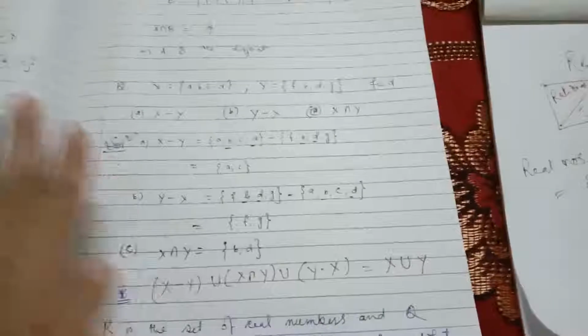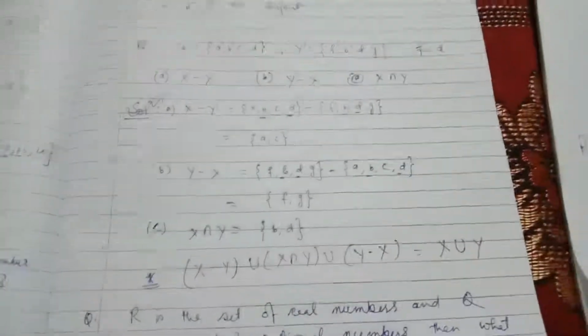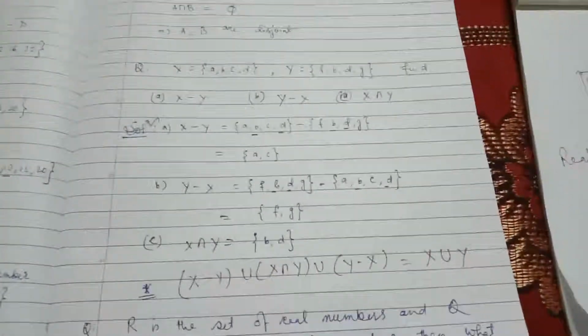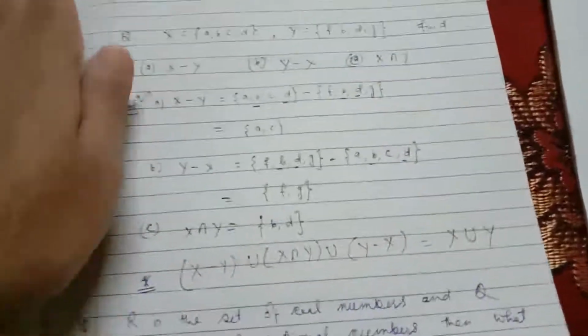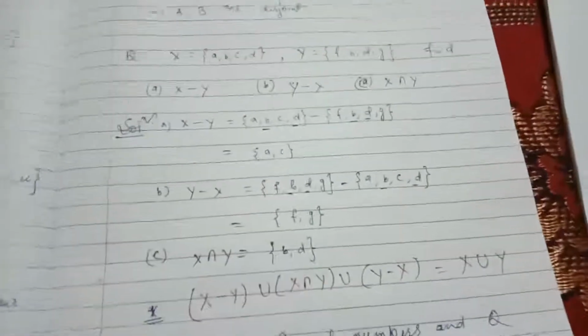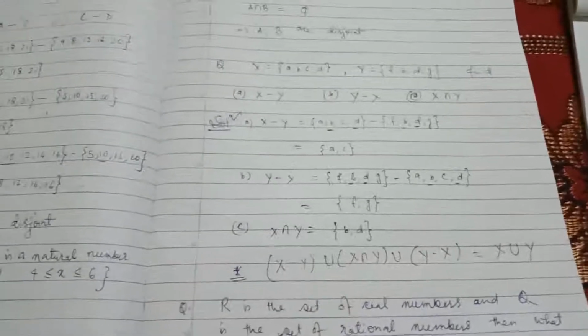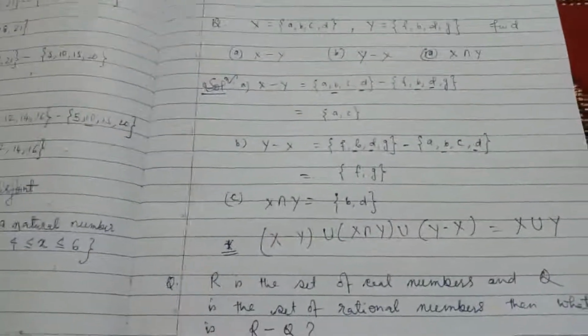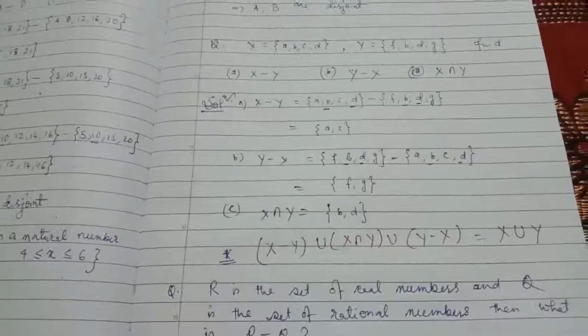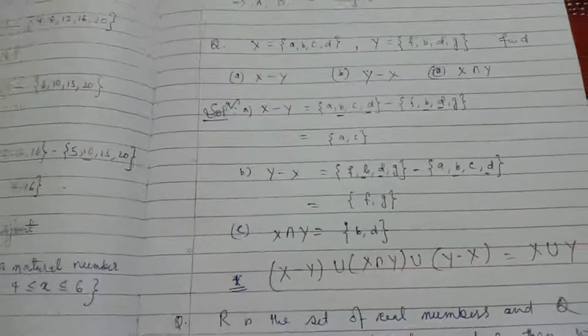So this is disjoint sets, difference of two sets, union and intersection of sets. Again go through the exercise, read all that is given in the examples, and then try to solve the questions given in the NCERT book. Okay, this much for today. Thank you.